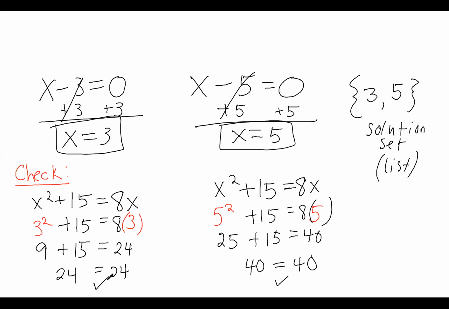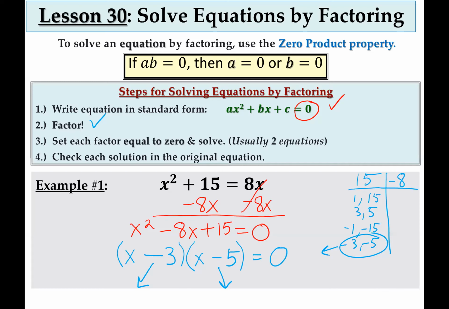All right, so that's the end of our first example. So let's see, we wrote our equation in standard form, we factored, and then we set each factor equal to 0. And then what we just did to finish up is we checked each solution. And we wrote our answers in a solution set, which was essentially some brackets, and the numbers were in the brackets with a comma in between. All right, that was example 1. Let's move on to example 2.